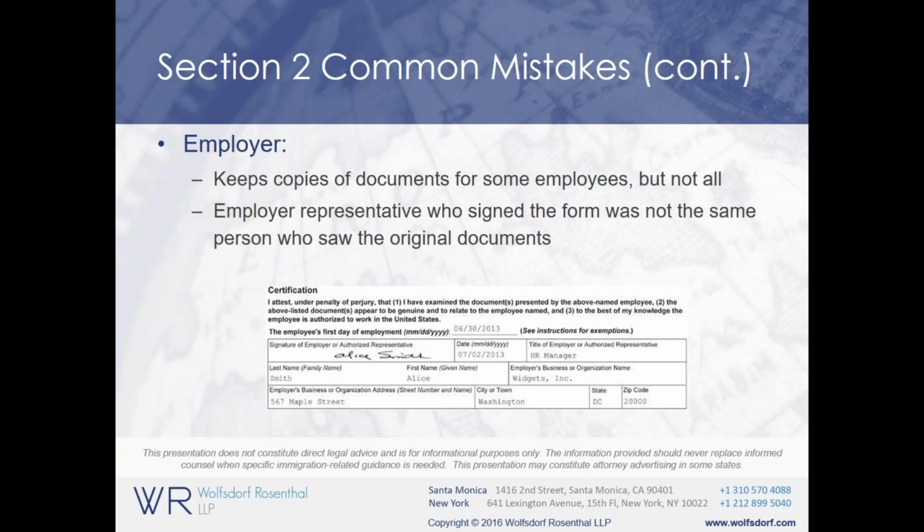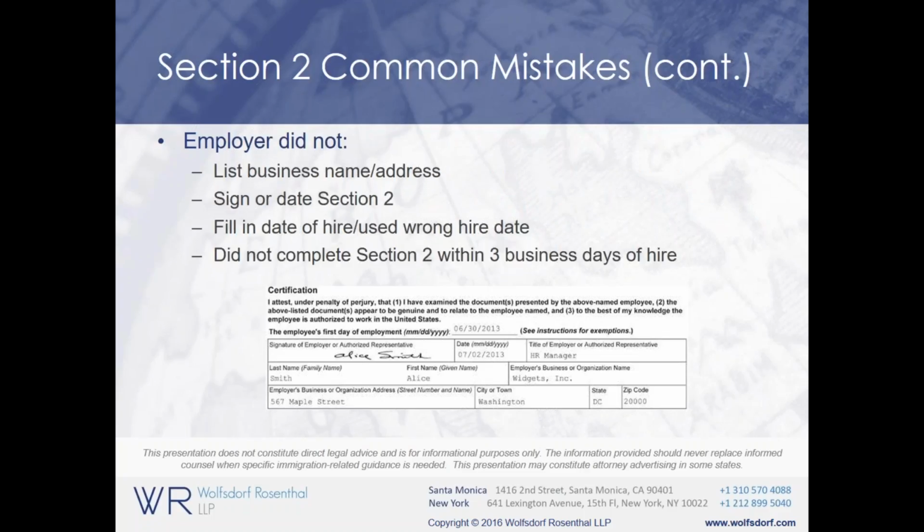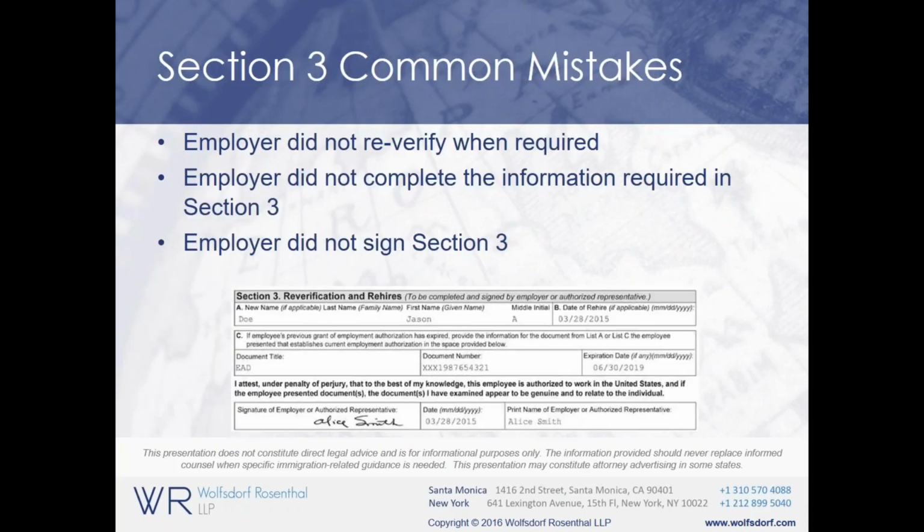The other issue we see a lot is where the employer representative who signed the form was not the same person who saw the original documents. This is an issue because this person has to be signing to say, I have examined the original documents and signed off on this. Make sure you complete this form in full. Always list the business name and address, sign and date at section 2, fill in the date of hire, and make sure you actually complete it within 3 business days of hire.